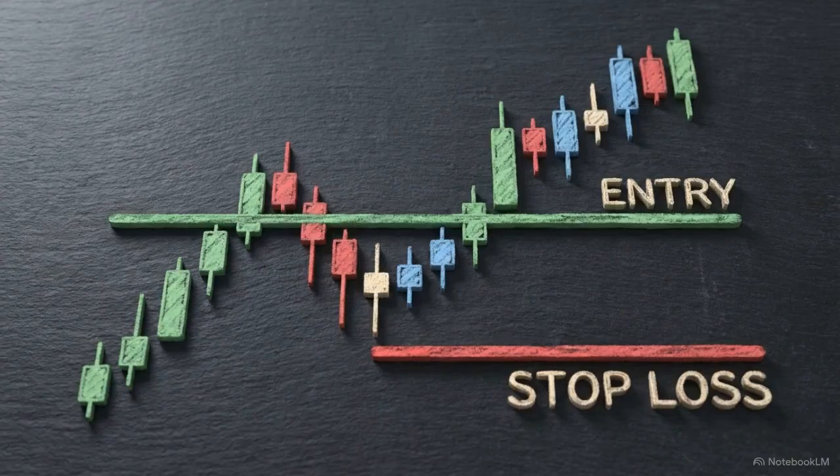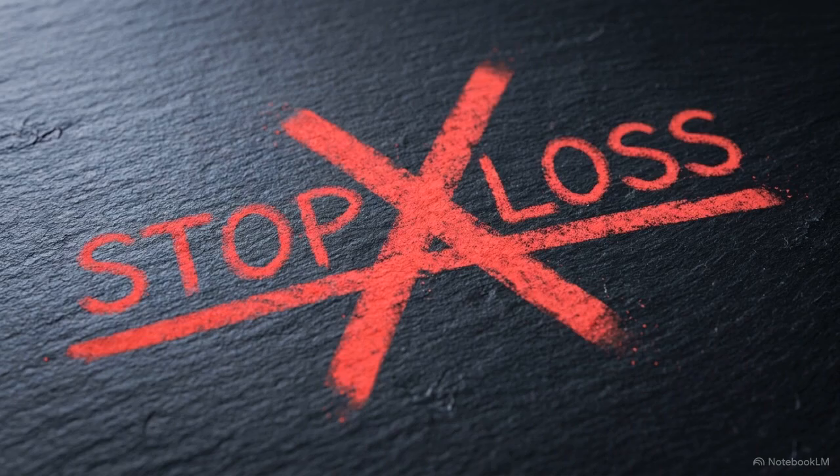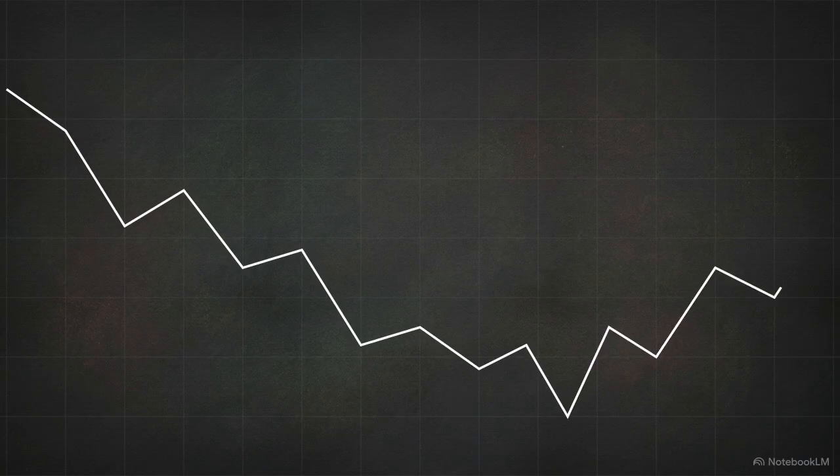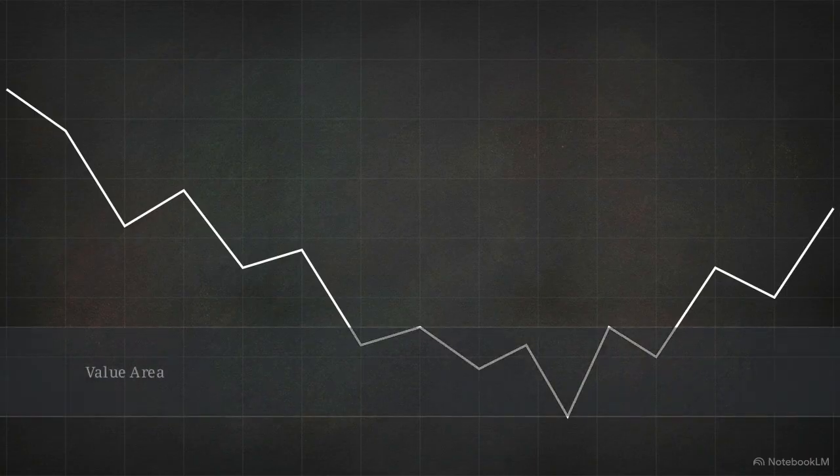Take this planned euro trade as an example. You must identify an entry price and a stop-loss price based on the current market structure. The stop-loss is your point of invalidation. Its placement must be determined by the chart, such as a break in a value area, rather than an arbitrary number based on your desired profit.